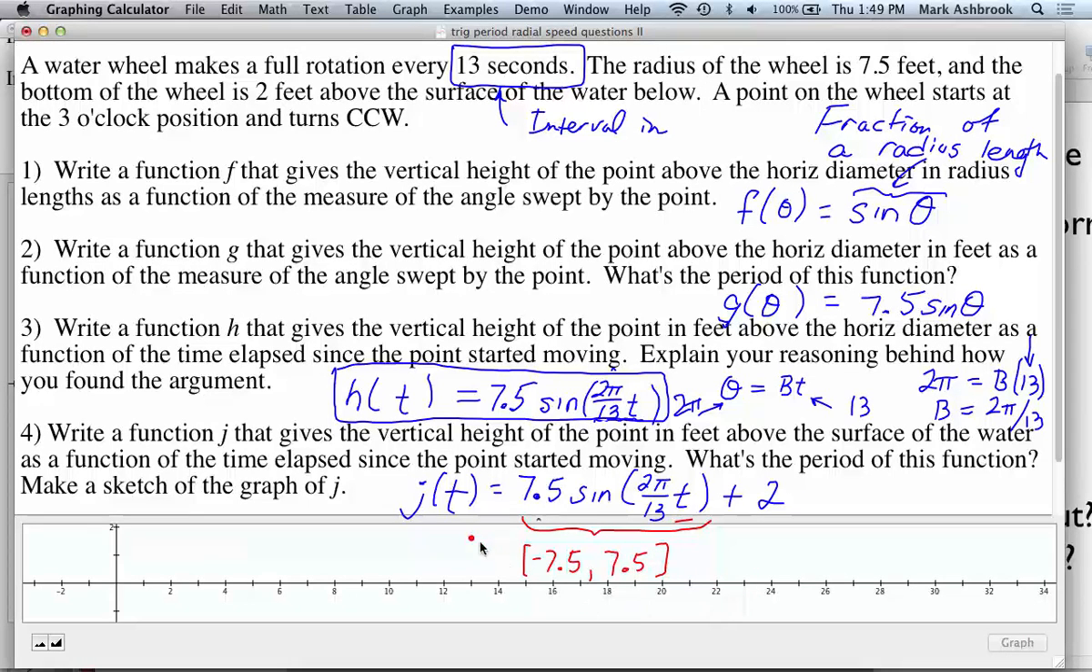Okay, for the J function, if we want the bottom of the wheel to be 2 feet above the surface of the water, what is our minimum and maximum values going to be for that? Nadine? So for J, we need the bottom of the wheel to be 2 feet above the surface. So what will our minimum and maximum values be?